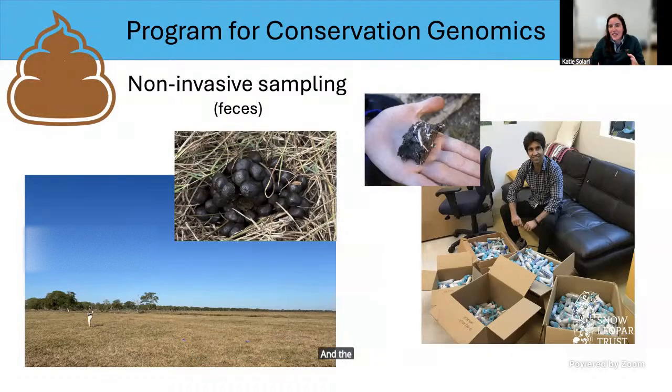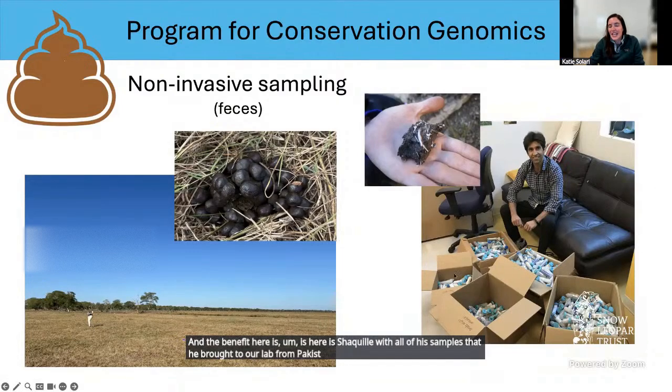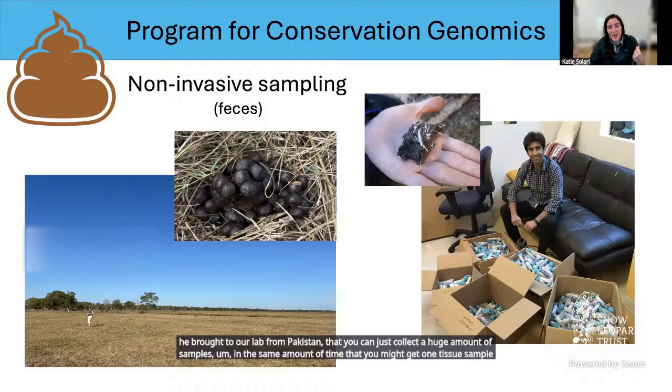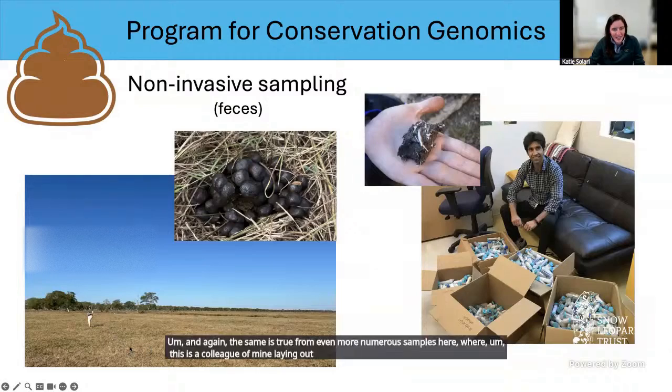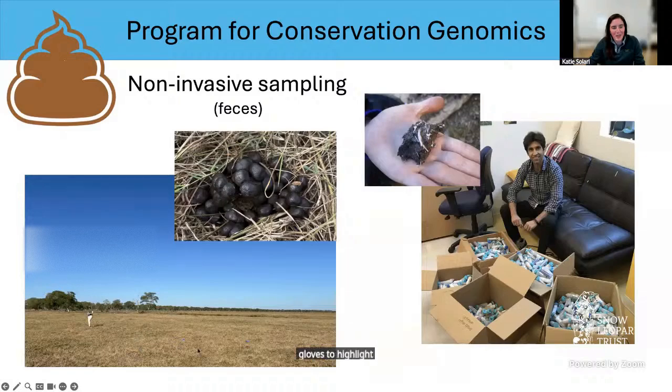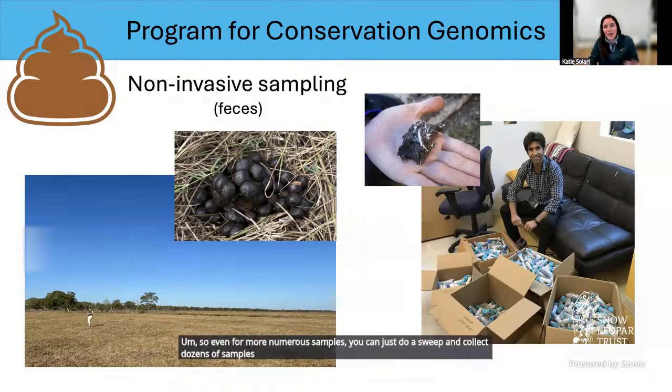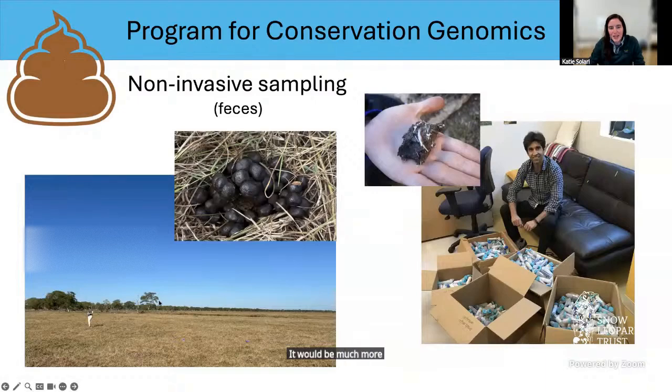And the benefit here is, here is Shaquille with all of his samples that he brought to our lab from Pakistan, that you can just collect a huge amount of samples in the same amount of time that you might get one tissue sample. And again, the same is true for even more numerous species, where this is a colleague of mine laying out gloves to highlight all of the fresh fecal samples that I'm about to go collect. So even for more numerous species, you can just do a sweep and collect dozens of samples, whereas it would be much more time consuming and expensive to collect one tissue sample.